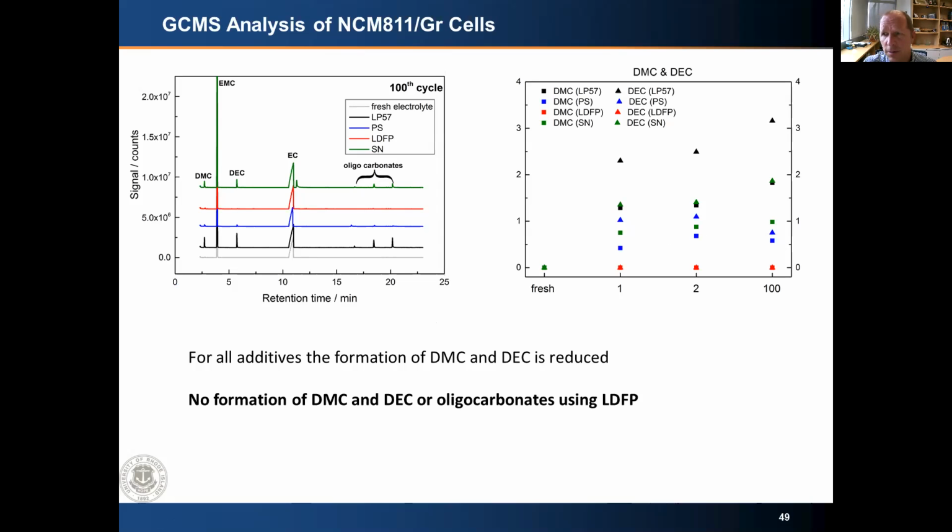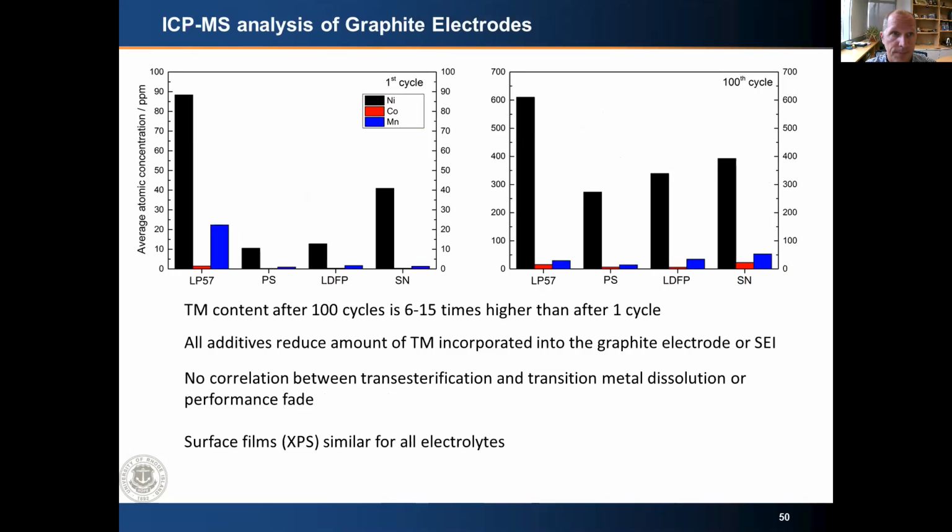We see very different features in terms of how they alter the chemistry of the cell, in terms of both the transesterification reactions and the gassing reactions. But there's really very poor correlation between how these electrolyte additives change the cell chemistry or the electrolyte chemistry and the overall performance changes of the materials or of the cells.